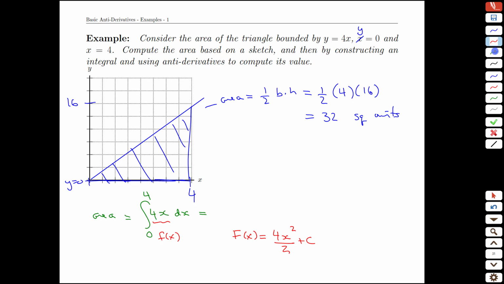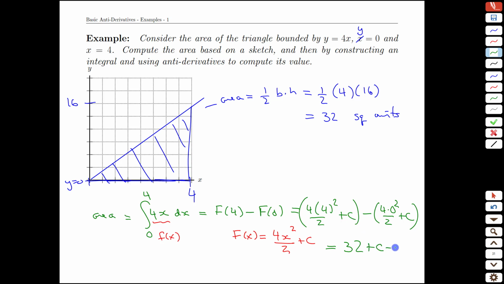Then we can evaluate our integral. This is a hard thing to find, at least in principle, but the fundamental theorem of calculus says once we have this, we just need to plug in the upper limit and plug the lower limit into this formula. So we're going to have F of 4, plug in a 4 here, we're going to have 4 times 4 squared over 2 plus c, minus F of 0. That'll be 4 times 0 squared over 2 plus c. And that is 16 times 4 over 2. That sounds an awful lot like 32, plus c and minus c. And we get 32 again.